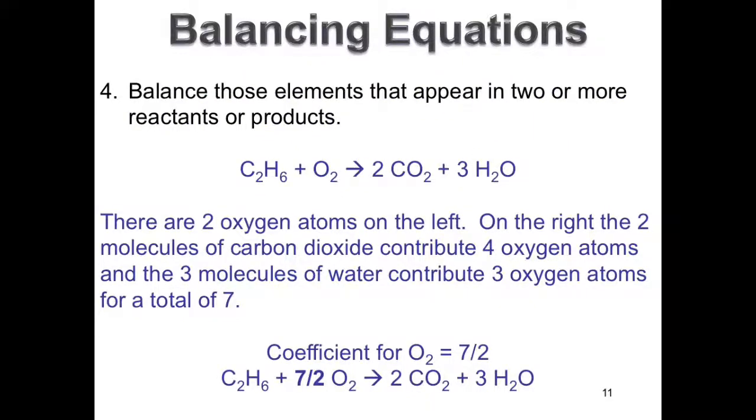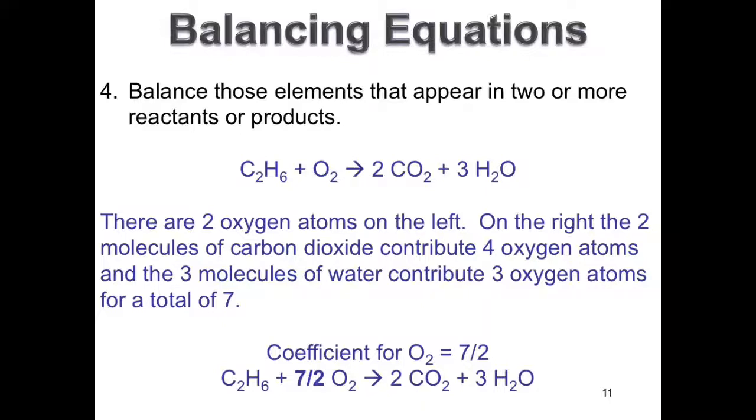And finally, we're going to balance elements that appear in 2 or more reactants or products. In this case, we're going to balance oxygen. There are 2 oxygens on the left, and on the right side, carbon dioxide contributes a total of 4 oxygens. Water contributes a total of 3 oxygens for a total of 7. Taking 7 and dividing by 2, we get 7/2 or 3.5.